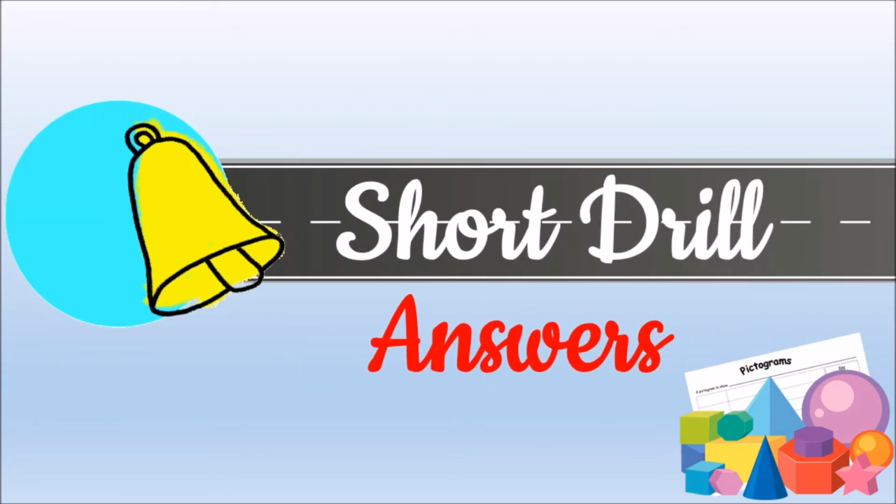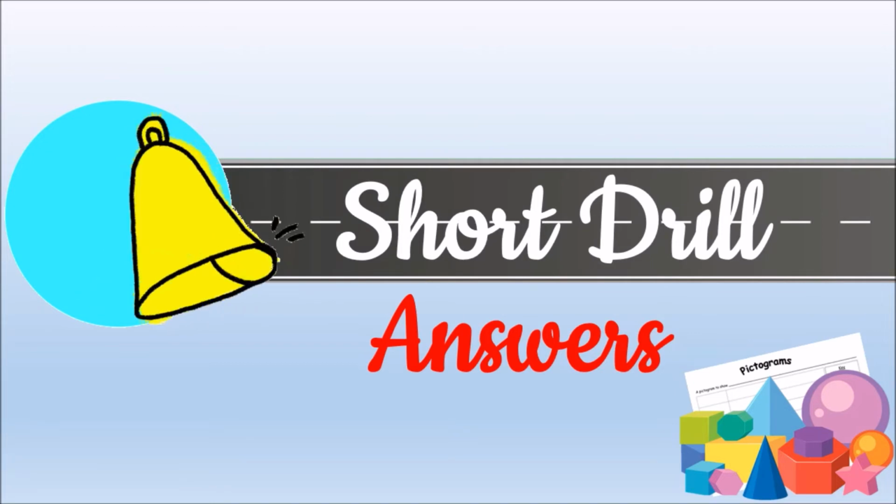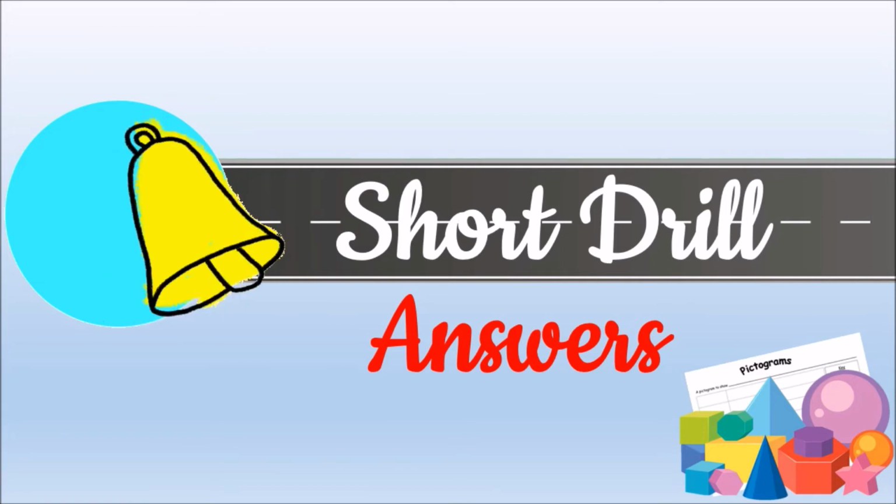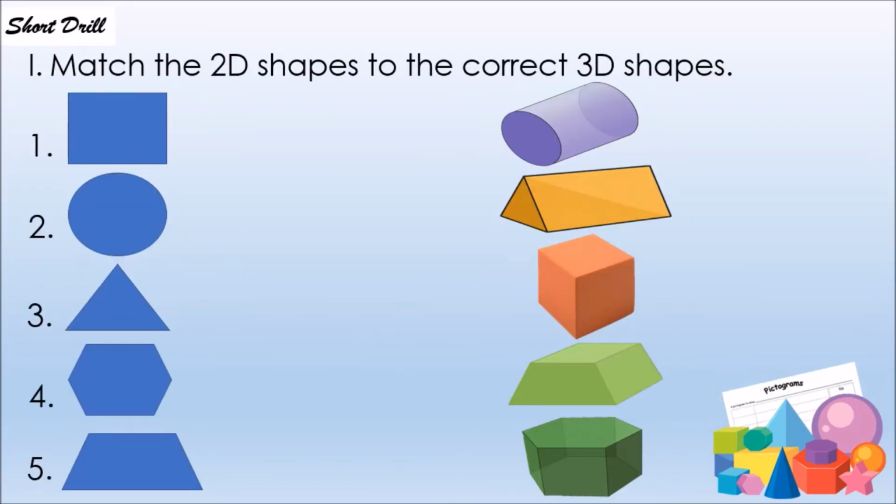Let us answer all the questions from our short drill. Look at your paper and check if your answer is correct. Let's answer part 1. Match the 2D shapes to the correct 3D shapes. Number 1. Square. Find the 3D shape of a square and match. Number 2. Circle. Find the 3D shape of a circle and match.